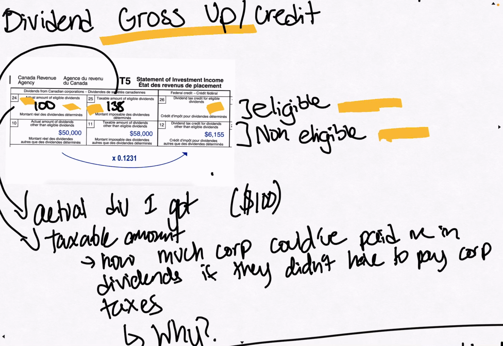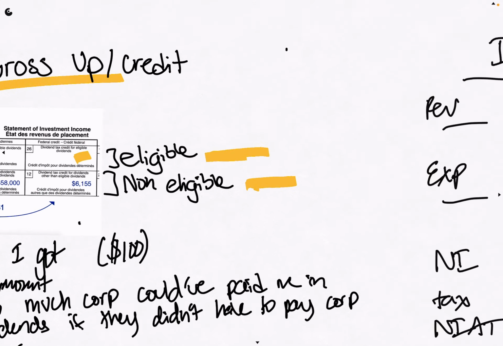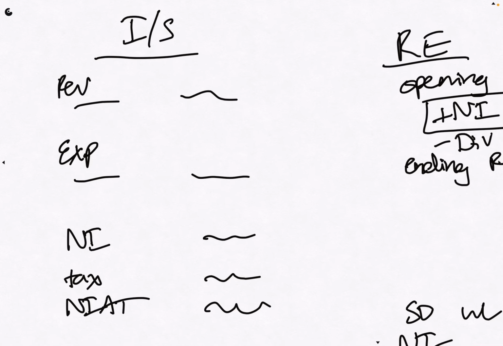And why we do this is because we want to find out how much the corporation could have paid me in dividends if they didn't have to pay corporate taxes. So it's basically like finding out their income, or the amount of money that they would need in order to pay me those dividends. So we're going to go over a little income statement.